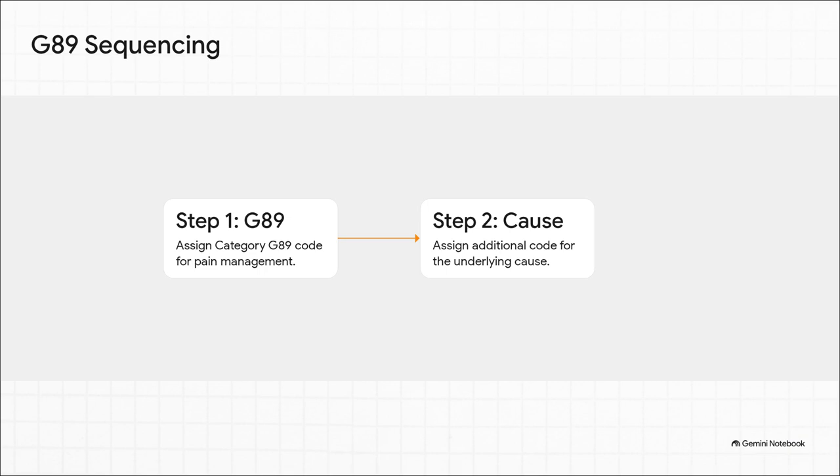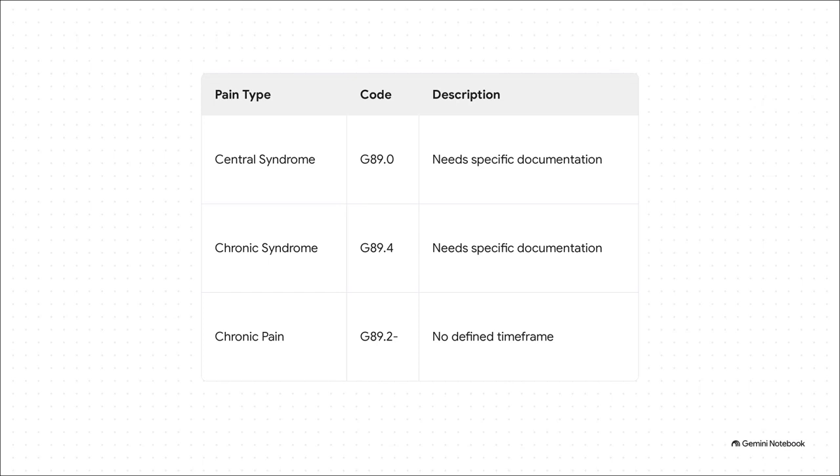For example, if a patient comes in for pain management of acute neck pain due to a recent trauma, your first step is sequencing G89.11 for acute pain due to trauma. Then, you follow that with code M54.2, cervicalgia, to identify the exact site of the pain. Makes sense, right?